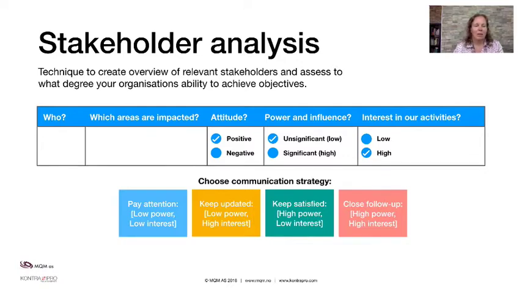So basically, it's about finding out who your stakeholders are. It could be individuals, groups, organizations. Determining which of your business areas will be affected if they are activated, and also why and how. How could the areas be affected? It's about determining if each individual stakeholder has a positive or negative attitude towards your activity.